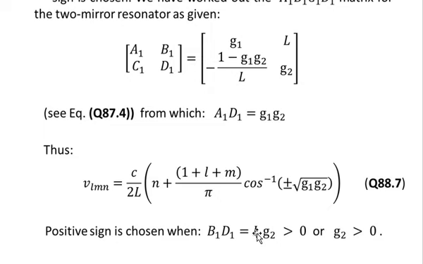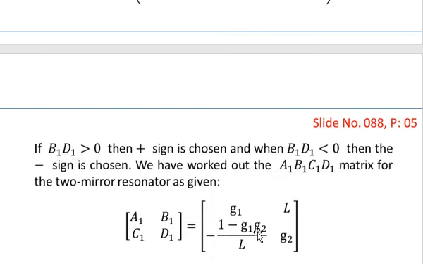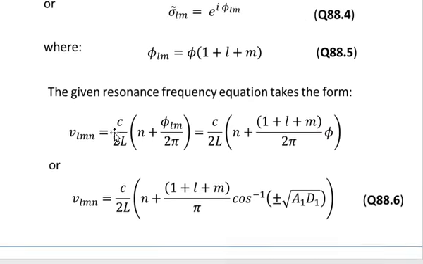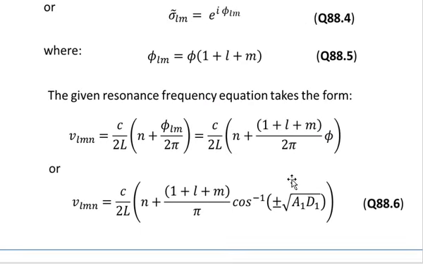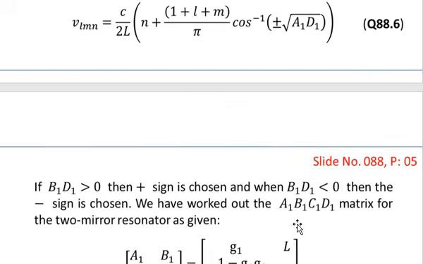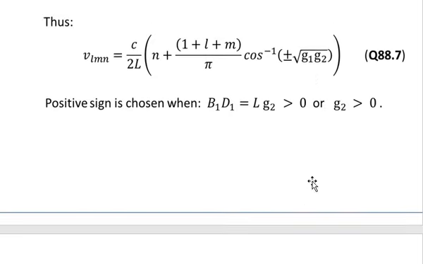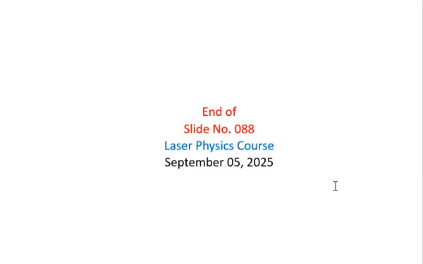So this is what we have briefly expressed: the resonance frequencies in terms of the required quantities, especially phi, and then the matrix elements of the A1, B1, C1, D1 matrices, and then in terms of the G parameters of the resonator. So this completes our answer. This is the end of slide number 88.